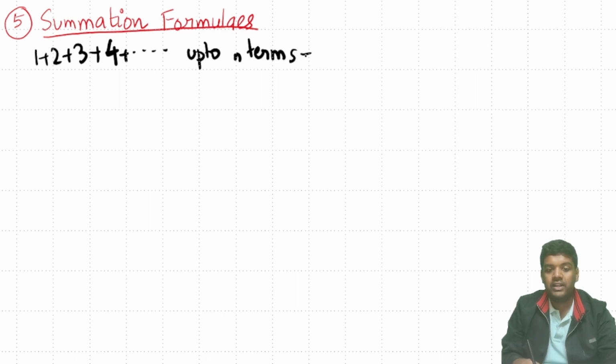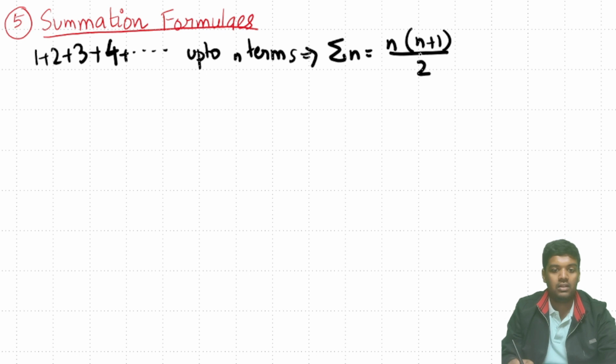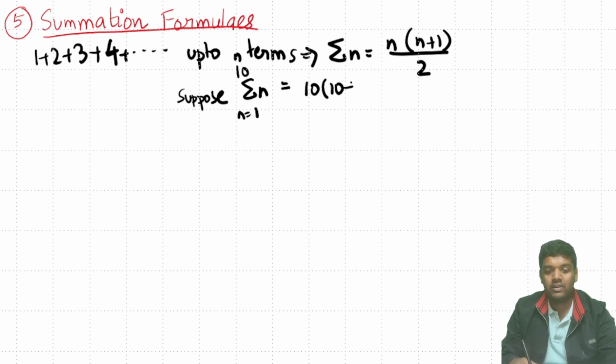So we denote it as summation n. Summation n equals to n into n plus 1 divided by 2. Suppose we want to find summation of first 10 natural numbers. So summation n, where n equals to 1 to 10, will be 10 into 10 plus 1 divided by 2, which equals to 55. Right? This is an important formula.